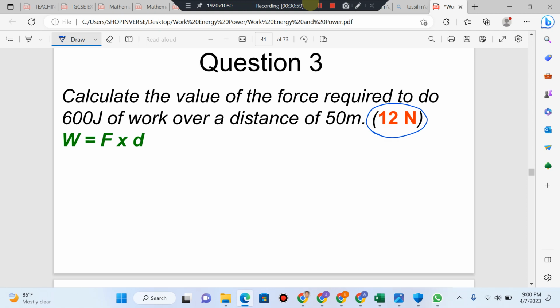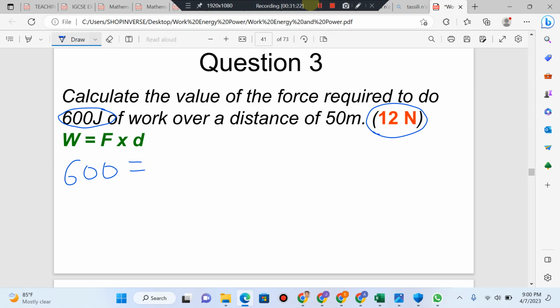Alright, question 3. Calculate the value of the force required to do 600 joules of work over a distance of 50 meters. What's the formula for work? Work is force times distance. Now let us substitute. What is our work done? The work done is 600 joules. So you write 600 is equal to force.